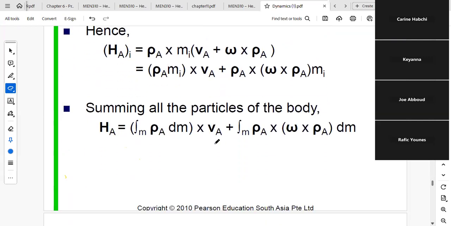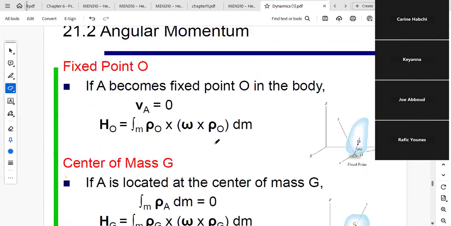So if you perform the integral procedure, and as you know, it's always the same method, I need to integrate over the whole body, and I can get a general expression for my angular momentum about a certain point. Okay. Now we start to take some particular cases. So for example, if I have rotation about a fixed point, I can put my point A on point O.